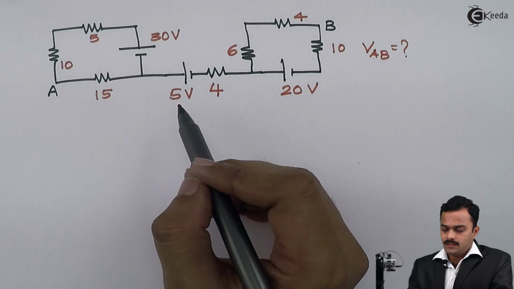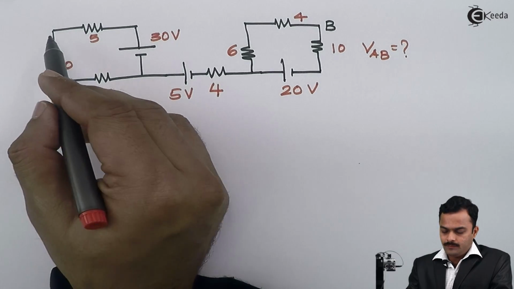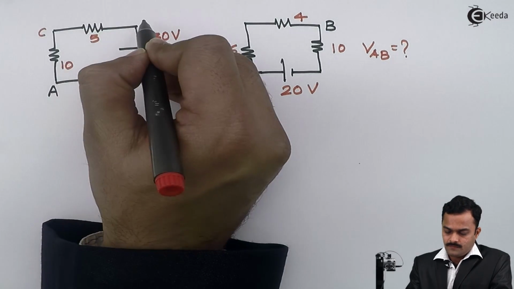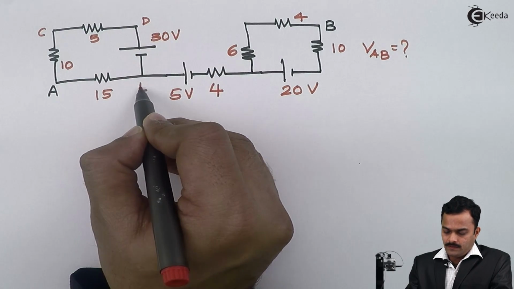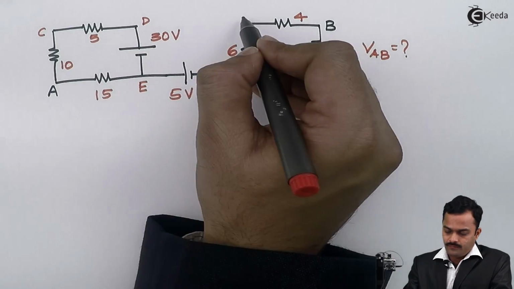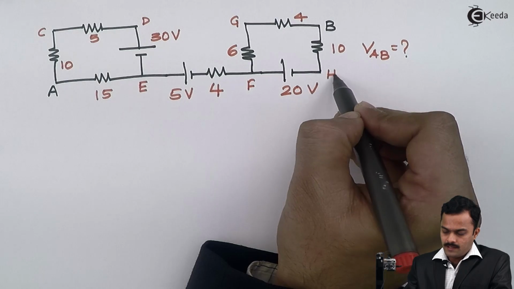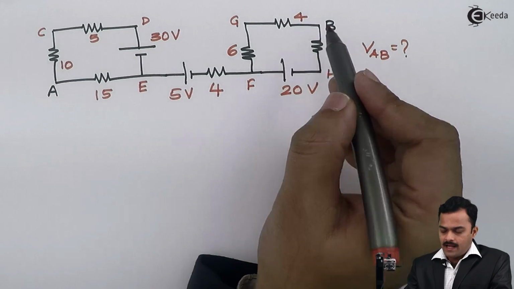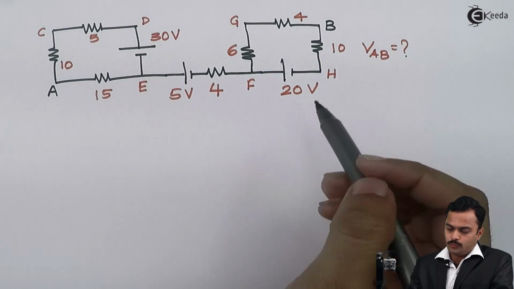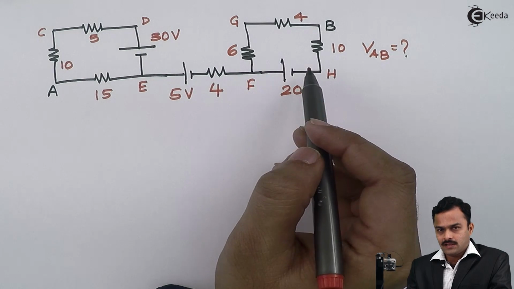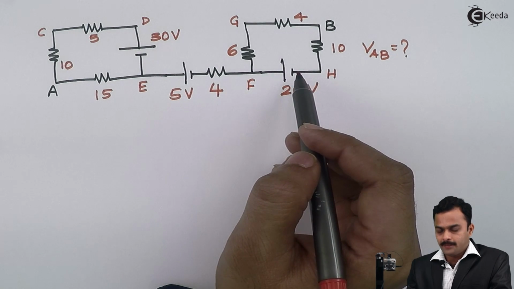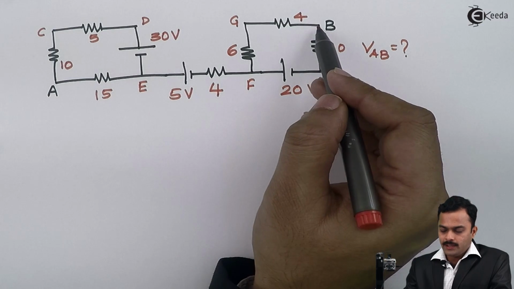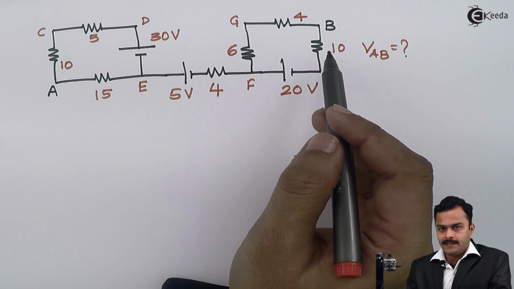So before applying any law, let's give name to all the nodes present. So I will consider this as a point C, point D, E, F, G, and this point is H. Now to get a VAB, I can trace from point A to point B in any path without completing a loop. I repeat, to get a VAB, I need to start from point A and end on point B without completing any loop.